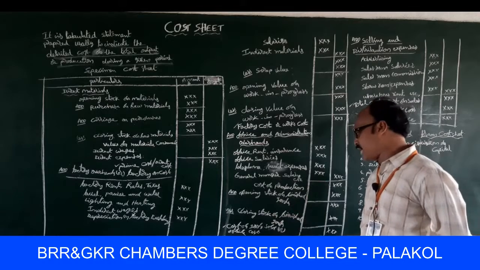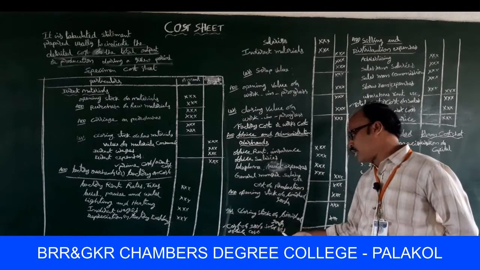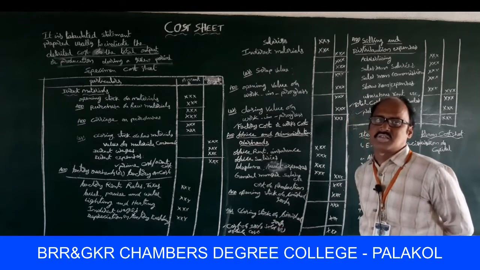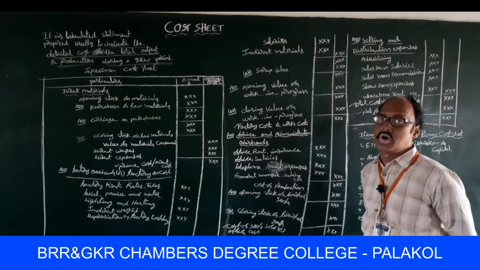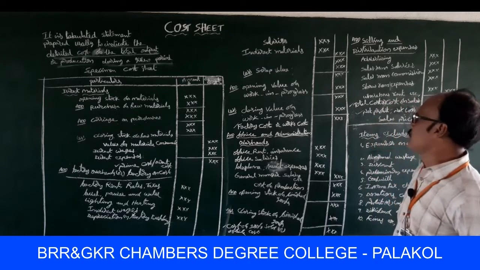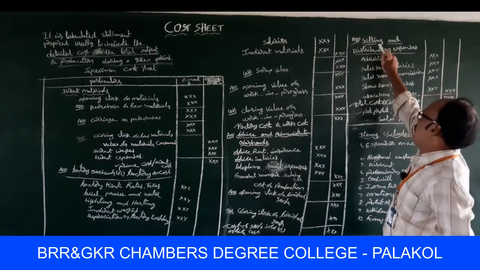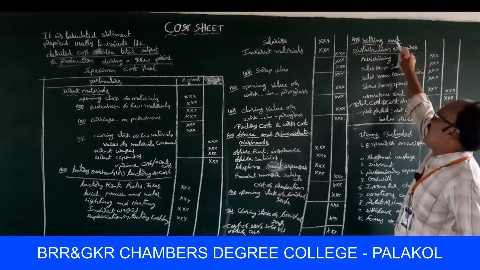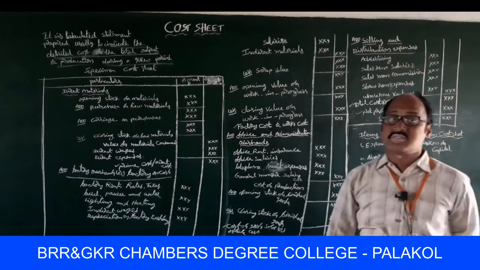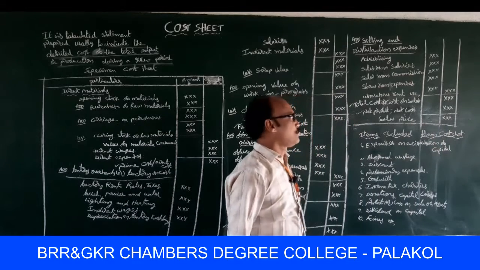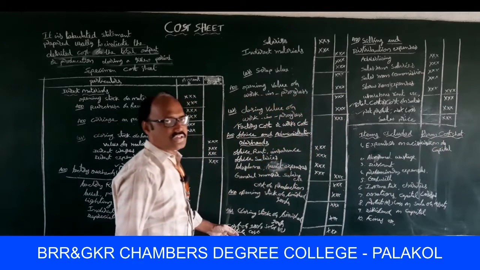Then finally find out cost of goods sold or office cost. Then sales and distribution expenses are added to the office cost.